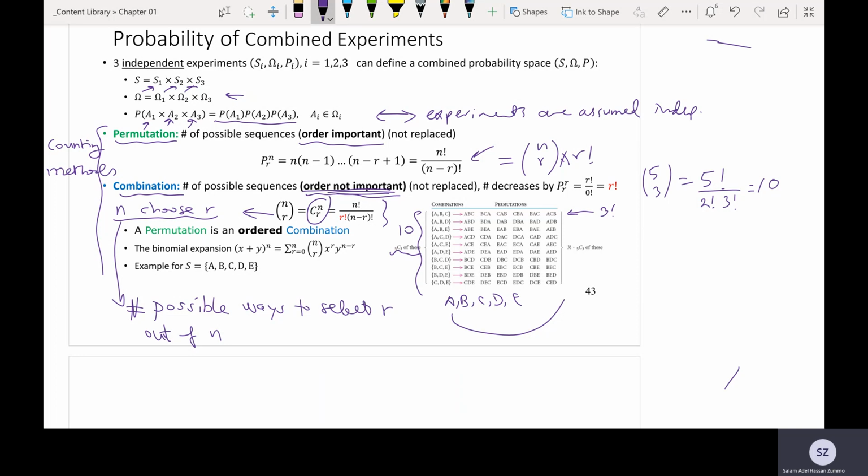Again, you need to understand the concept here. What does order important mean? What does order not important mean? Here we only choose 3 out of 5 without order. Here we order. In other problems, you will find that there is no replacement. With these two kinds of elements, usually no replacement is done. If you pick and replace, with replacement, it becomes n to the power r.